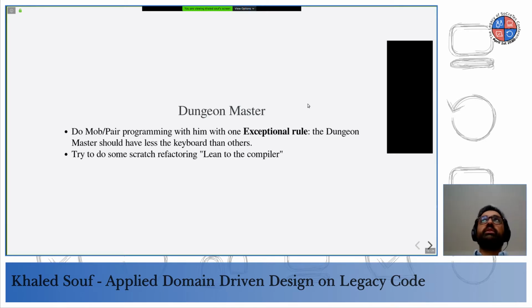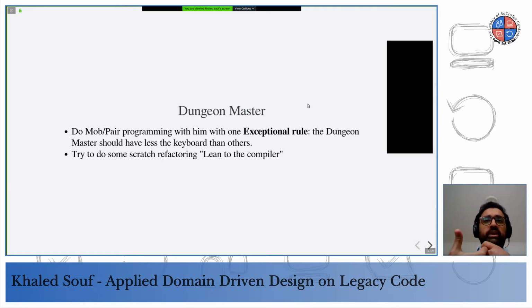So what you need to do to get the best information from them is mob programming or pair programming. Mob programming is gathering many people using one computer. Somebody types on the computer, and the others tell them what to type. The other one is pair programming, with two people on the same computer. One is typing the code, the other is telling them what to type. The only thing that I add to these existing techniques is one rule: we should give the keyboard less to the dungeon master, because the goal of this session is to get the most information about how the legacy system works.